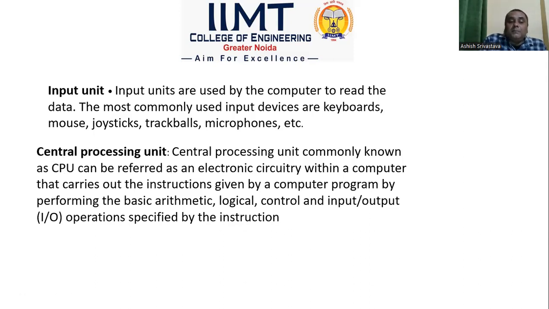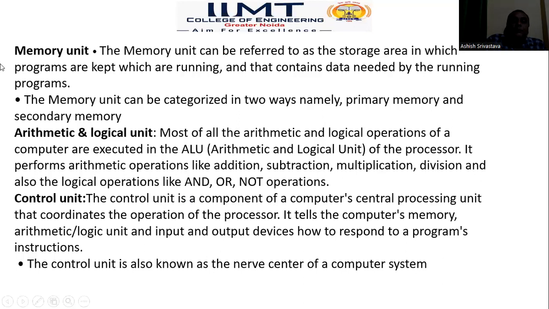In the CPU, there are two parts. The first one is the control unit, and the second one is the ALU, arithmetic and logical unit, which are together considered as the CPU, central processing unit. Now, we consider the memory unit.